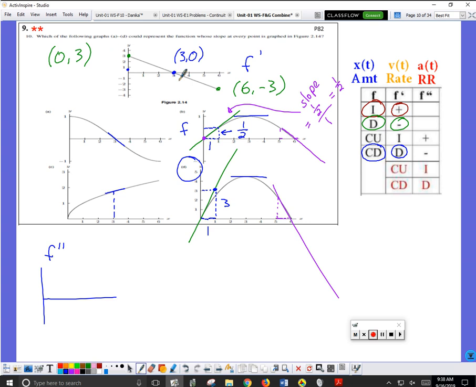What's the slope? Try again. Say it louder. Say it with confidence. -1. There we go. Okay, the slope is -1. So every y-coordinate of f double prime will have a value of -1.